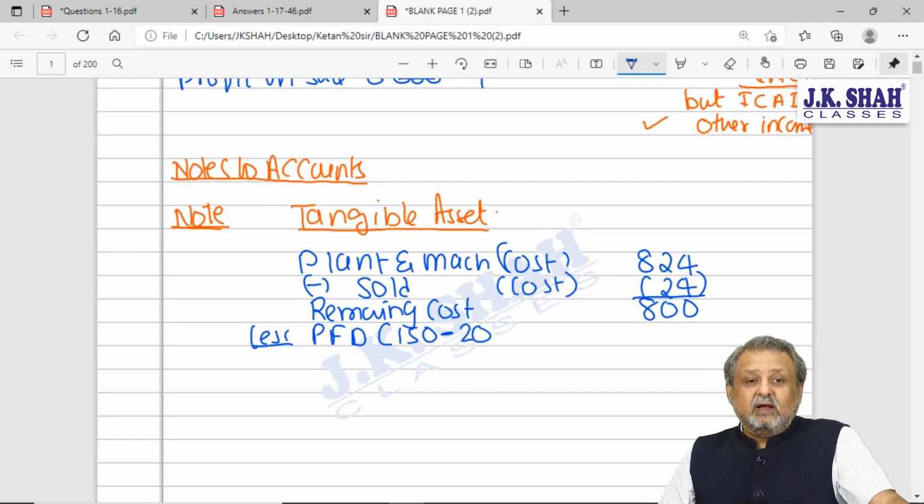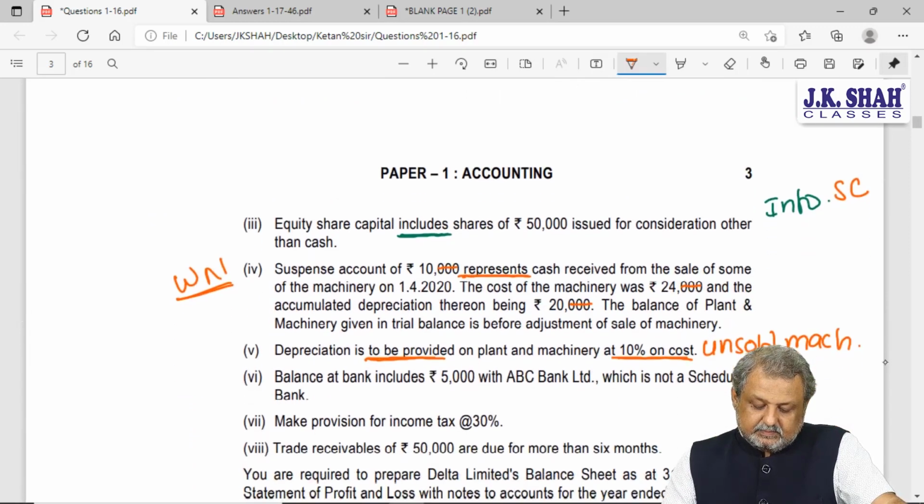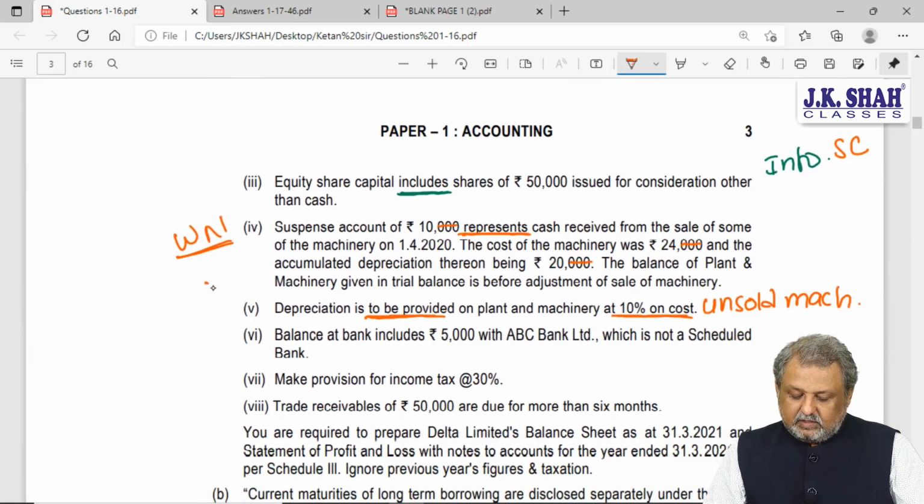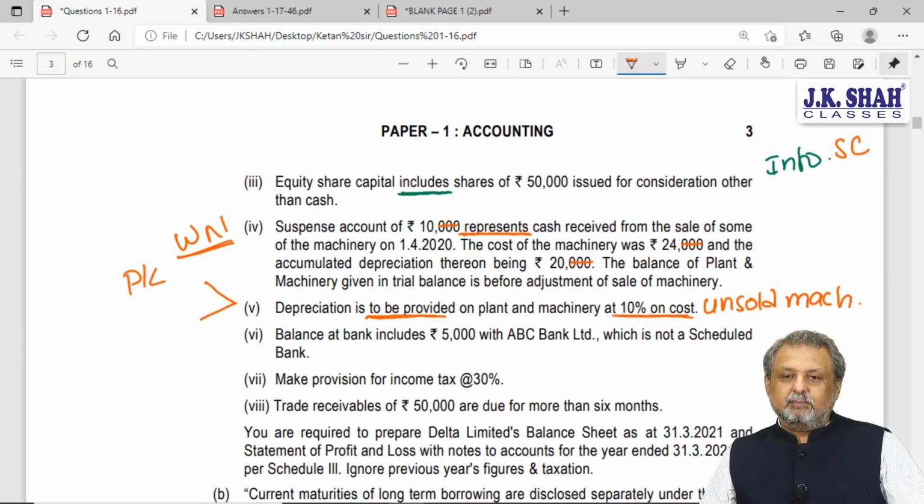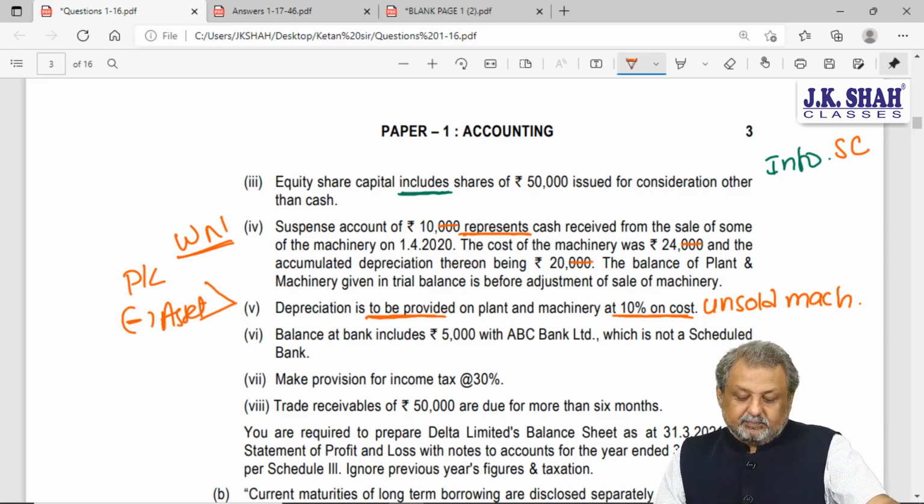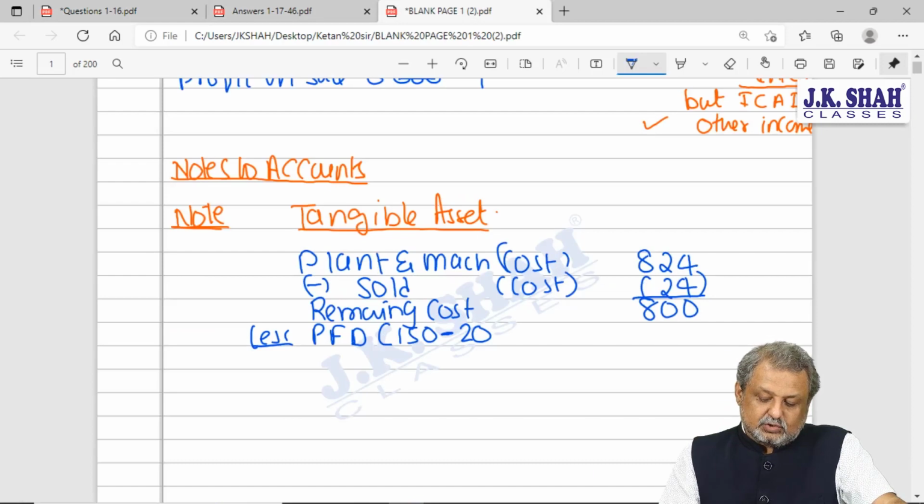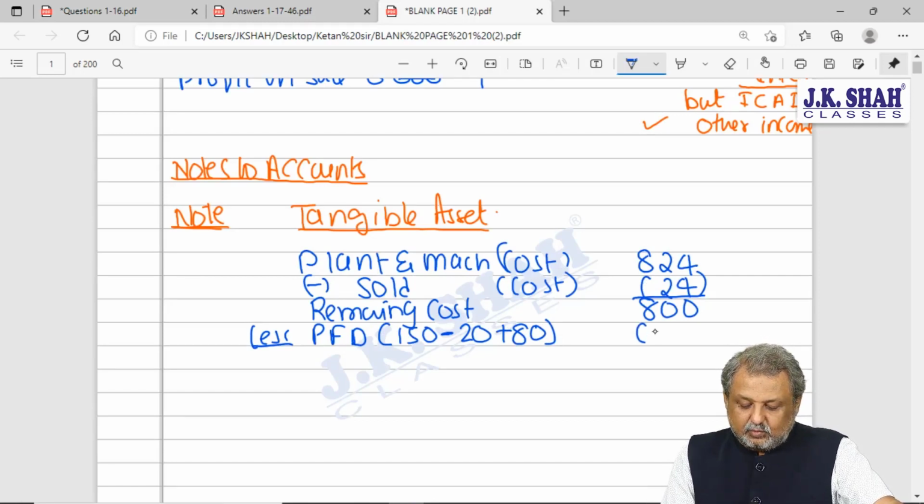Now, when you add current year depreciation, one effect of current year depreciation will be in P&L. It will be depreciation and amortization. Second effect will be less from asset. But less from asset means we will add it to PFD. So it is 10% on cost. Your cost is 800. 10% of 800 will be 80. So it will be 210.